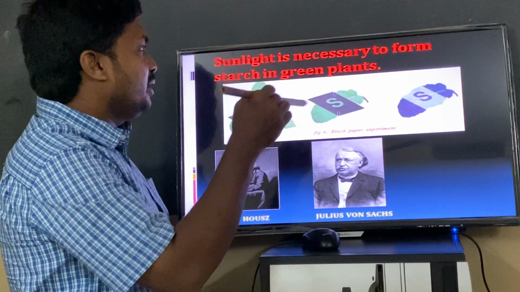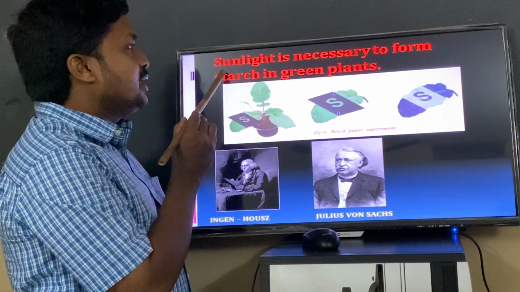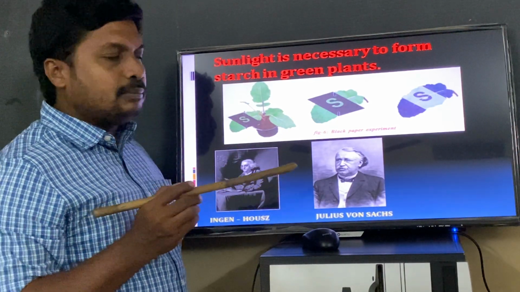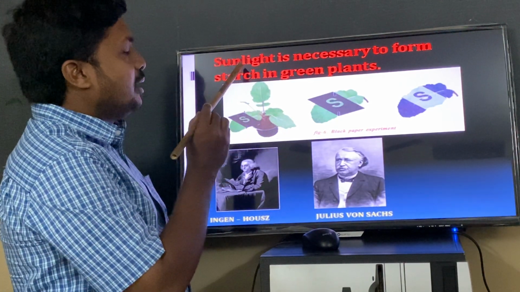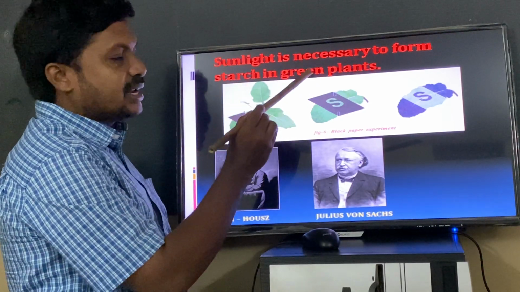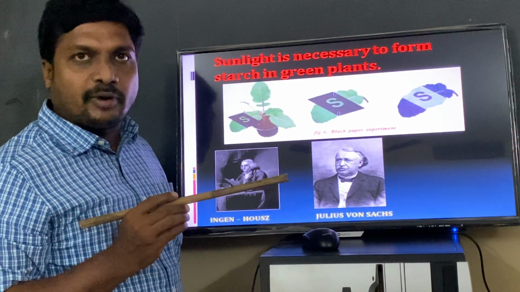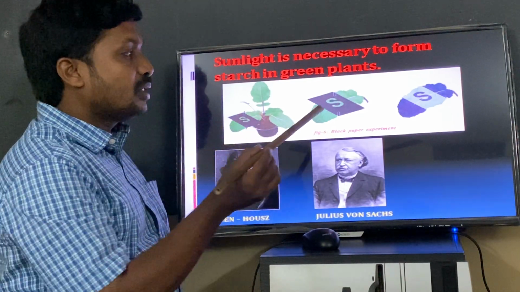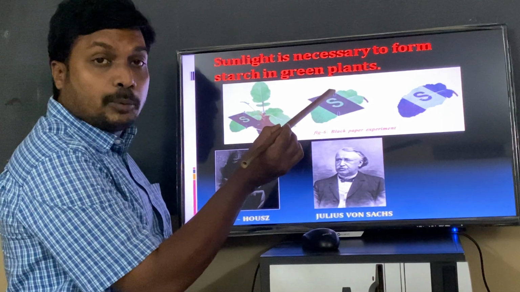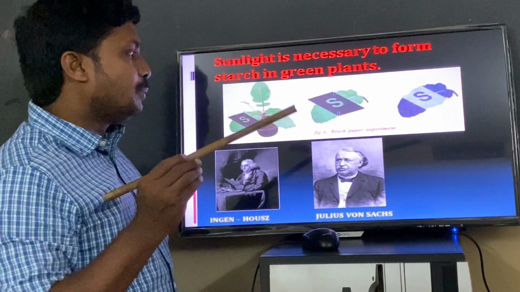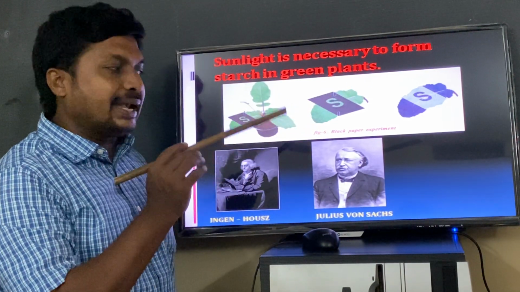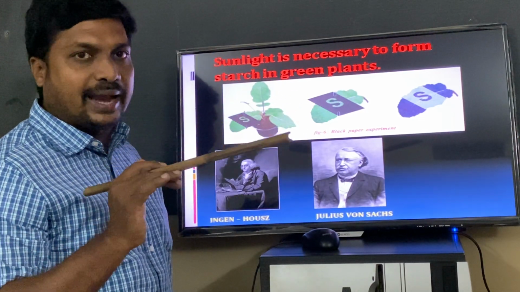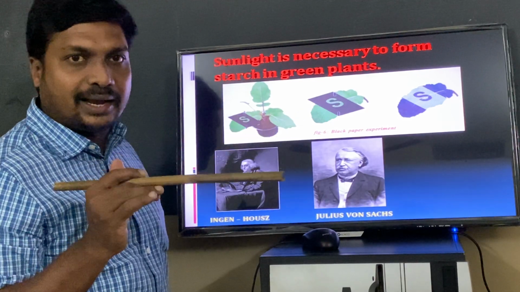Again I repeat the experiment once again. See here, sunlight is necessary to form starch in green plants. Aim: to explain the importance of sunlight to form starch in green plants. Materials required, apparatus: a well-potted plant with narrow long leaves, a light screen with an S-shaped cut portion, iodine solution. Procedure. Take a well-potted plant, keep it in the dark for a week to de-starch, meaning removal of starch or stored carbohydrates from the plant.